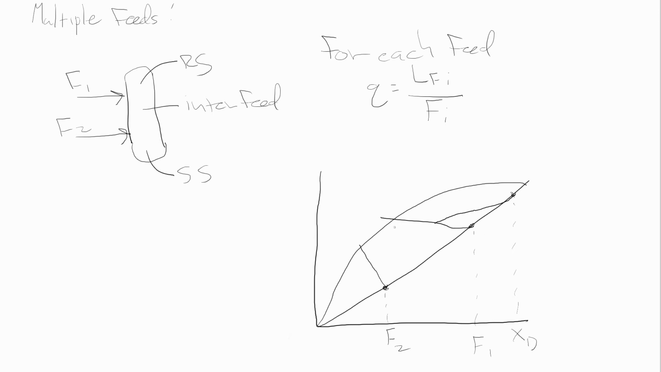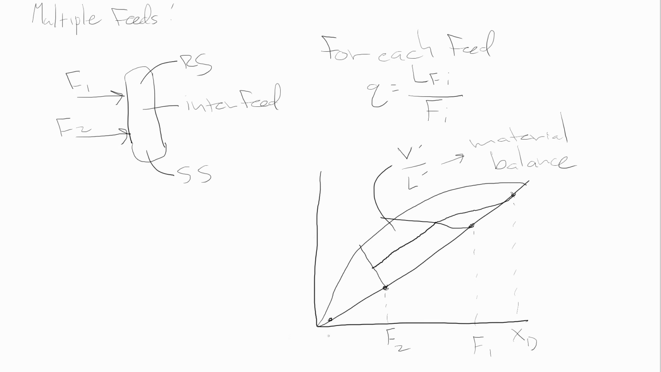And then for the interfeed section, we need to find what the vapor flow rate over the liquid flow rate is in order to get the slope of that operating section. And that's going to be accomplished by performing a material balance between those 2 feeds, which you can do if you know what F and L is for each feed. All right, and that will give us an operating line with a different slope.